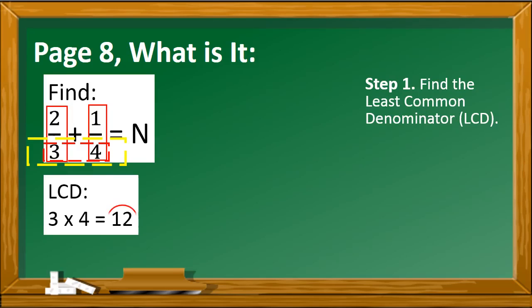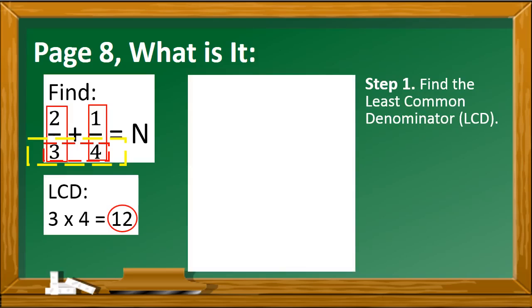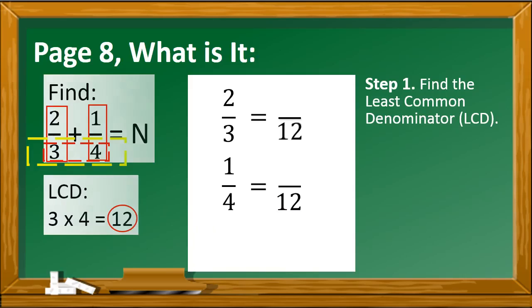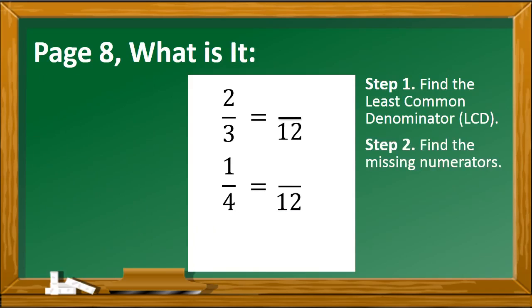3 times 4 equals 12. 12 is the LCD of 2/3 and 1/4. Then, we write the equivalent forms. For 2/3, with 12 as the denominator. And for 1/4, with 12 as the denominator. Step 2. Find the missing numerators.